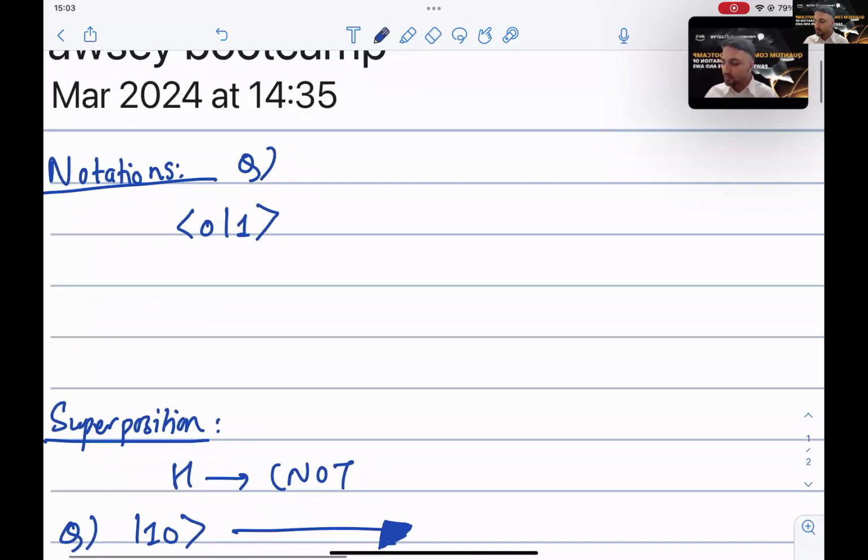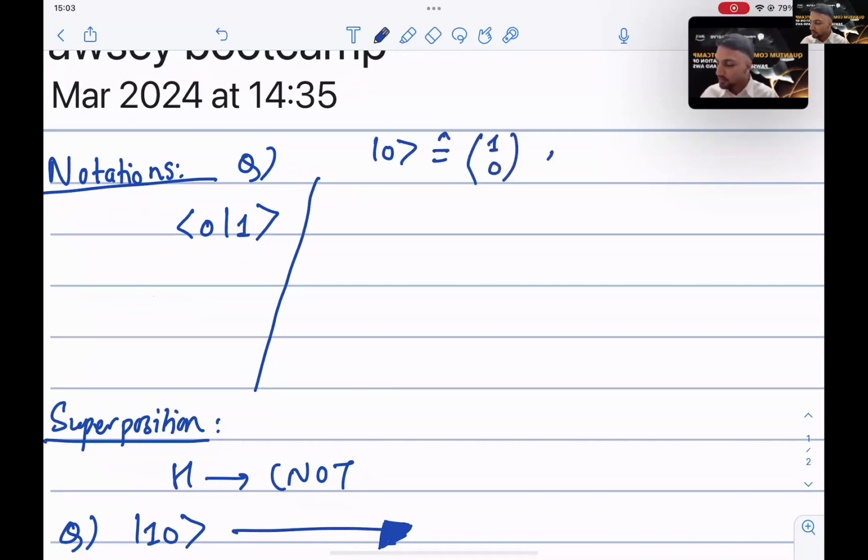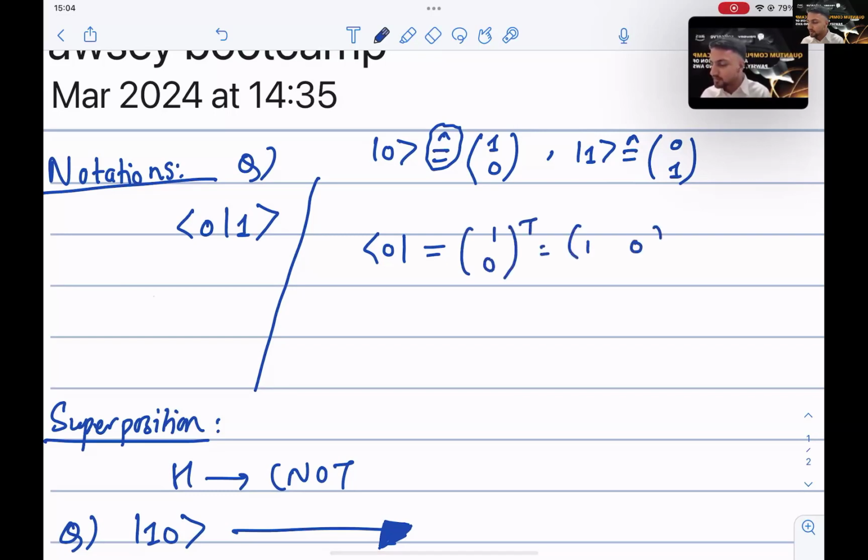Just for the purpose of recap, Jonas taught you that ket vectors are essentially represented by the vectors that we learn in high school and college. This notation means "is represented by", so these are the same things. This ket vector 0 is represented by this column vector (1, 0). And the bra is just a transpose of this. So you just need to transpose this.